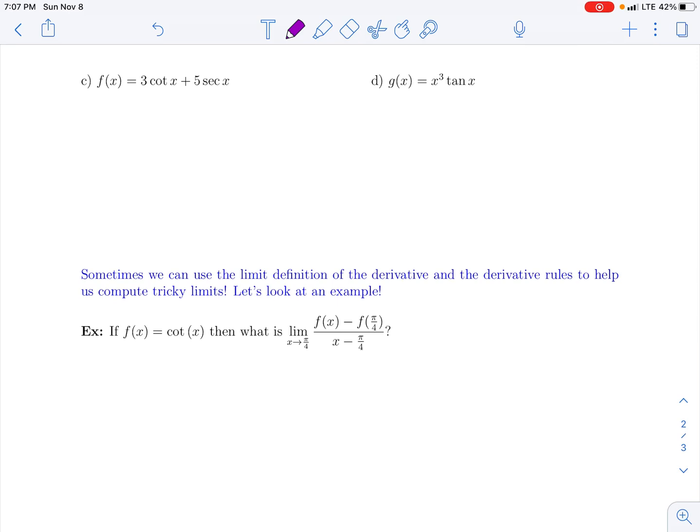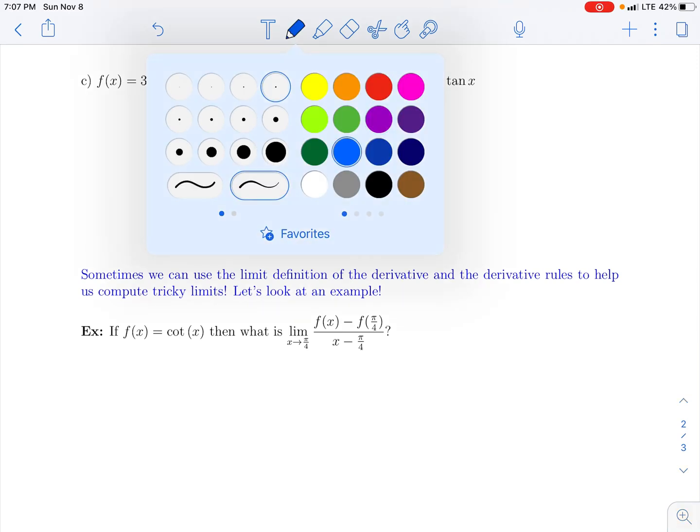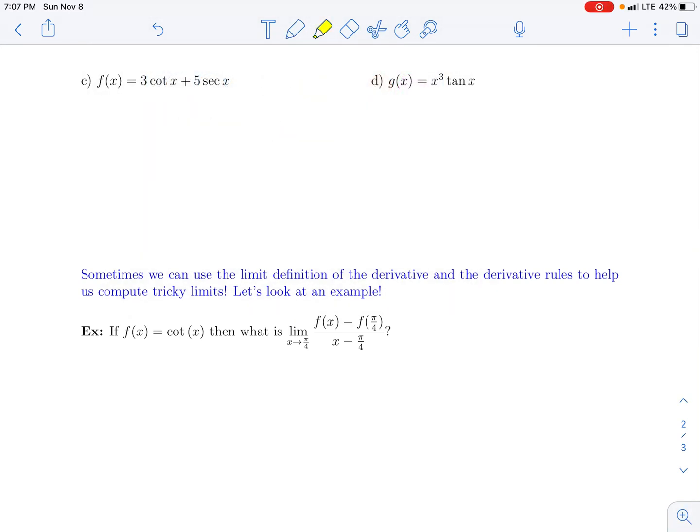Okay, so now I want to take the derivative of f here, and so what you notice is I have a function plus a function. So the derivative here is going to be the derivative of the first function plus the derivative of the second function.